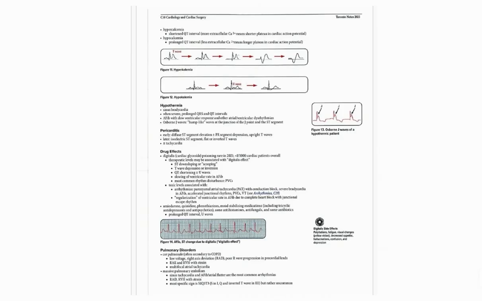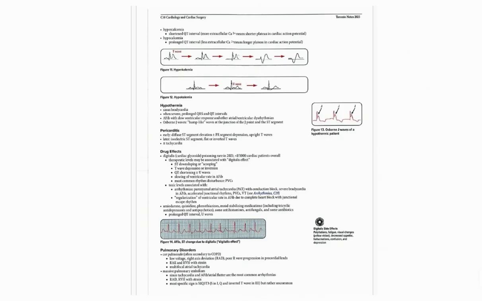Let's move on to digitalis, or digoxin. At therapeutic levels, digoxin produces the characteristic digitalis effect, which includes scooped or sagging ST segment depression, flattened or inverted T waves, shortened QT interval, prominent U waves, and slowing of the ventricular response in atrial fibrillation. Premature ventricular contractions are the most common rhythm disturbance.